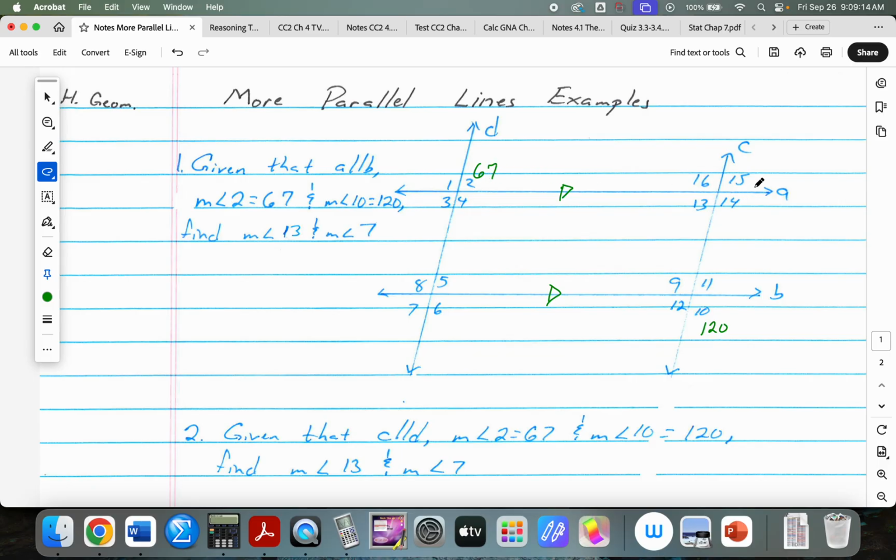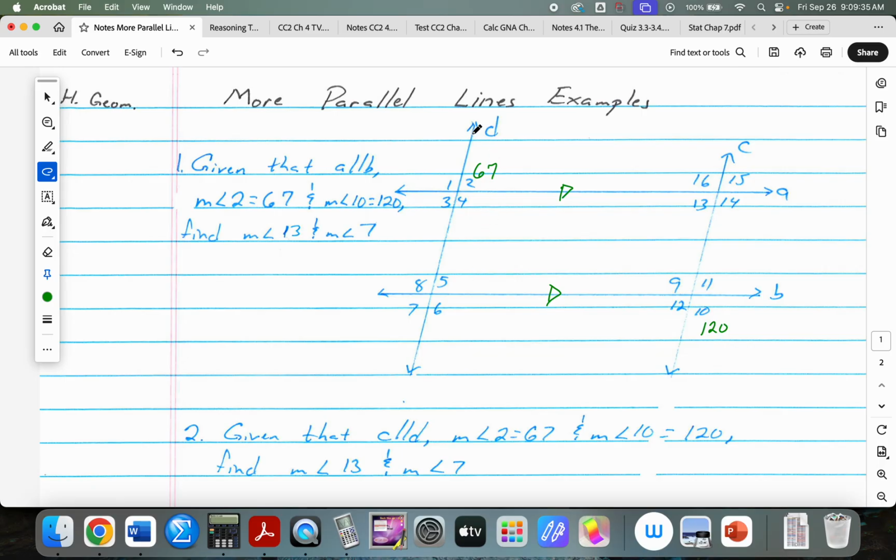Angle 2 and angle 15 are corresponding angles. And angle 2 and angle 5 are also corresponding angles. But only one of those two angles is the same size as angle 2. The question is, which one? 5. Why is it 5? Because it's crossing the two parallel.